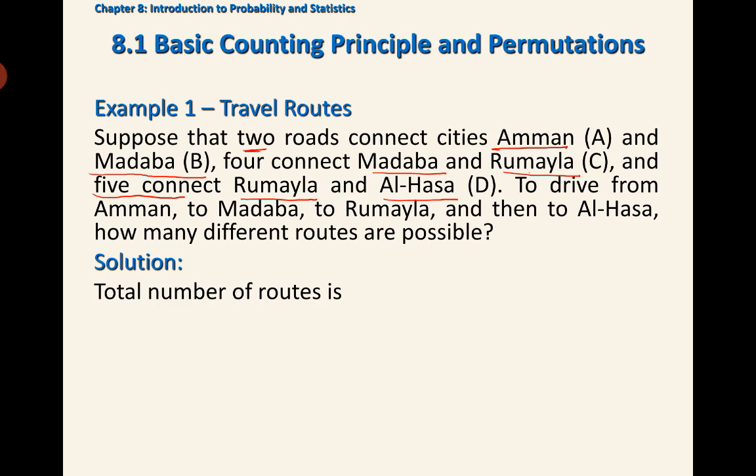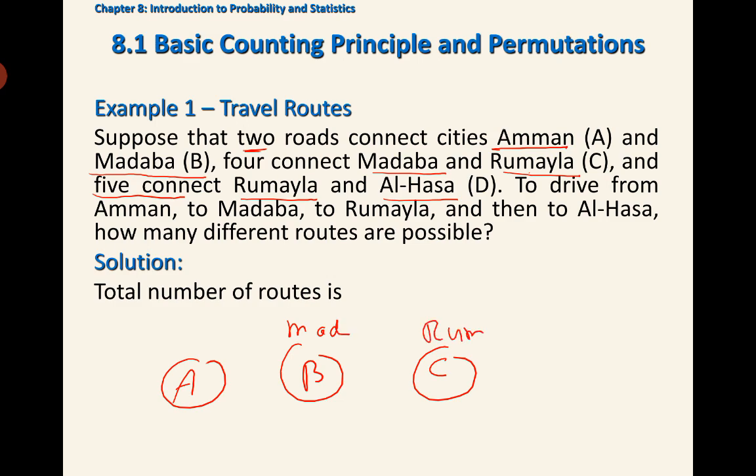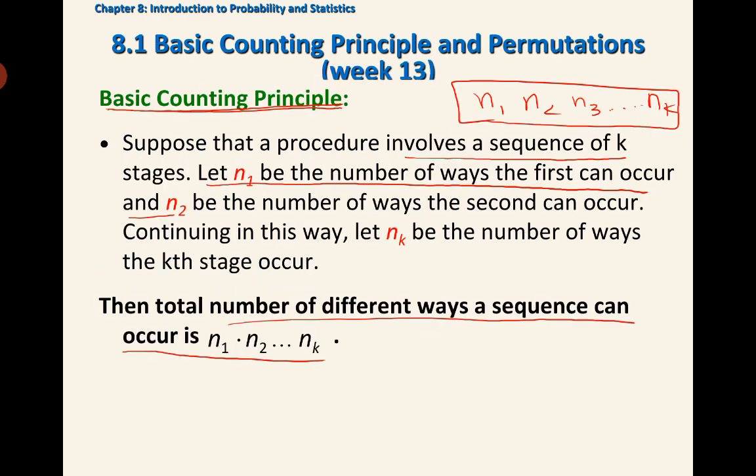So to drive from Amman to Al Hassa, you can draw this. A is Amman, B is Madaba, C is Rumayla, and finally Al Hassa is D. Just draw them. Now go back and read this again.